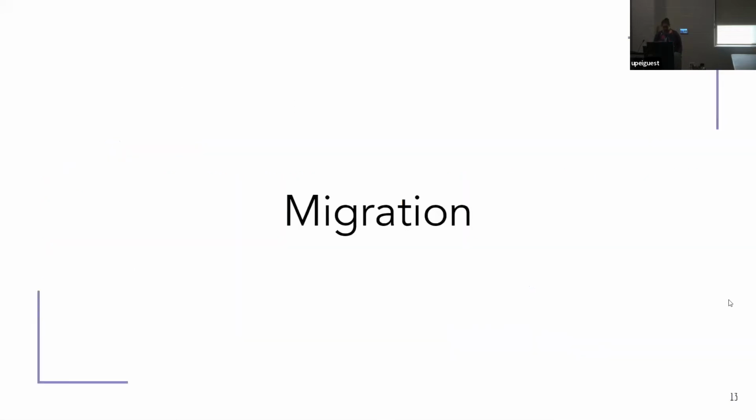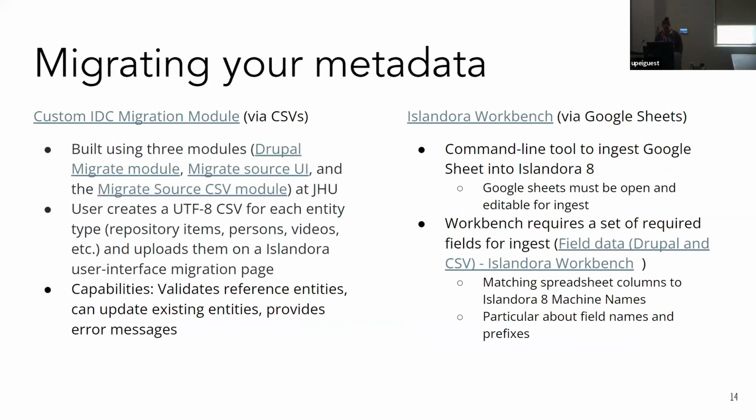And now we're going to talk about our metadata for the actual migration. So I'll just give a brief overview of what we used for migration. We had a custom migration module that migrated our metadata and files via CSV on a GUI interface. It was built using three modules: Drupal migrate module, migrate source UI, and migrate source CSV at Hopkins.